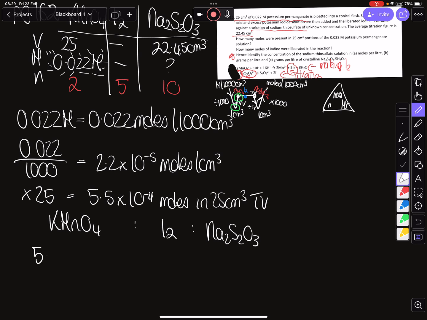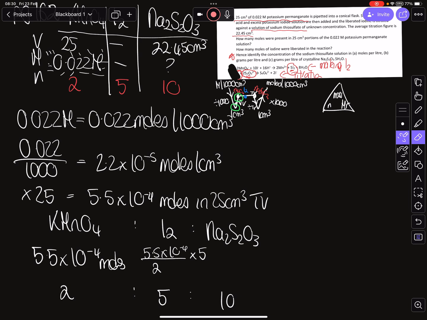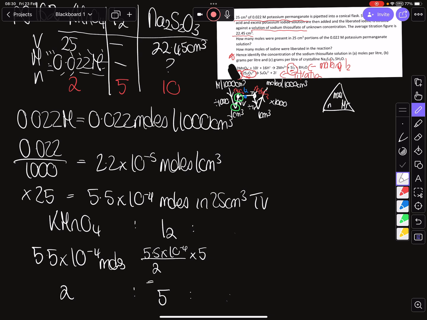So we know from our maths that we have 5.5 by 10 to the minus 4 moles at our end point here, and that is equivalent to a 2. We know the ratio is 2:5 is to 10. So to figure out how many moles of iodine I have, I can go 5.5 by 10 to the minus 4. I can divide that by 2 and multiply it by 5. So I'm going to scoot this out of the way for now. And when I do that, I'm going to get 1.375 by 10 to the minus 3.